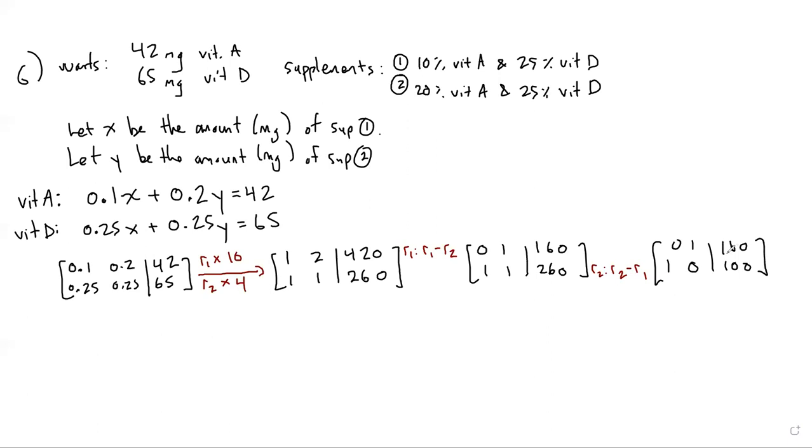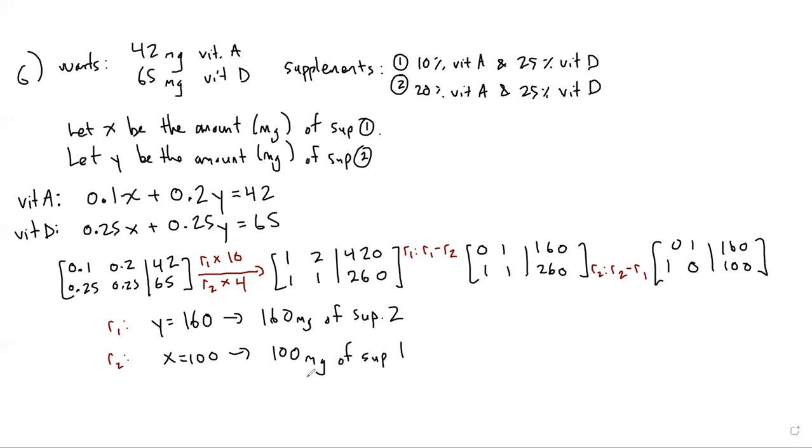And yeah, that basically gives me my solutions, because row 1 says that Y equals 160, which therefore says 160 milligrams of supplement 2. And the second row tells us that X equals 100. So we want 100 milligrams of the first supplement. And that's our answer.